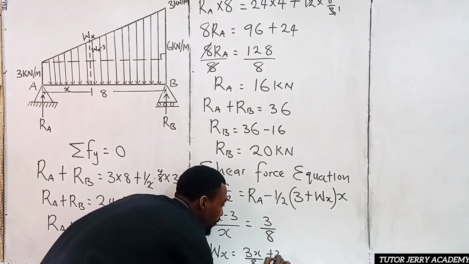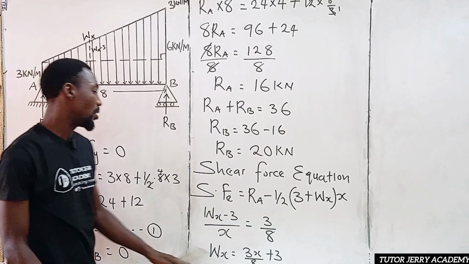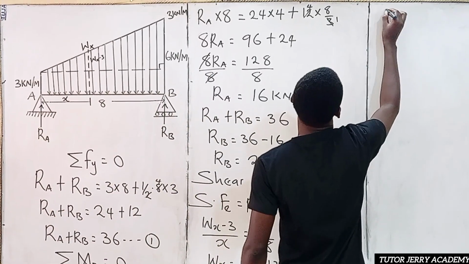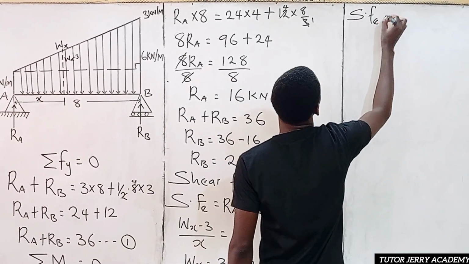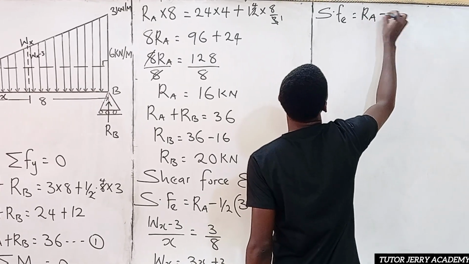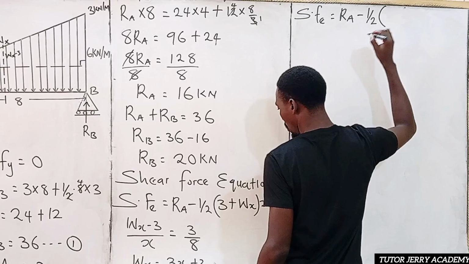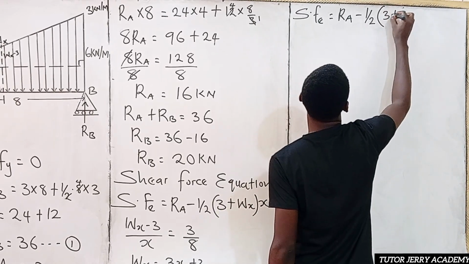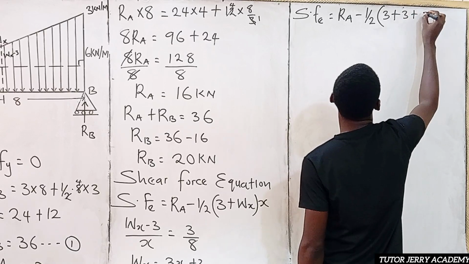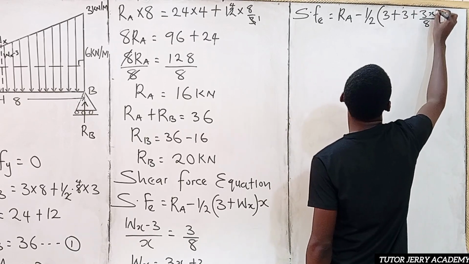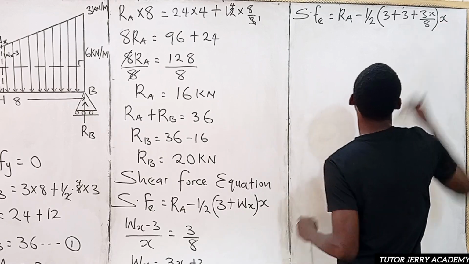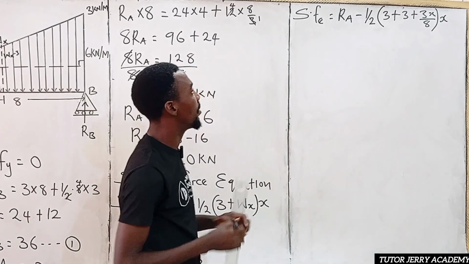All right, so we can substitute what we have here in this equation. So the shear force equation will be equal to RA minus half into 3 plus, we are going to replace this WS with what we have here, that is 3 plus 3S all over 8. Then you close the bracket, then multiply by S. So that is what we are going to have.